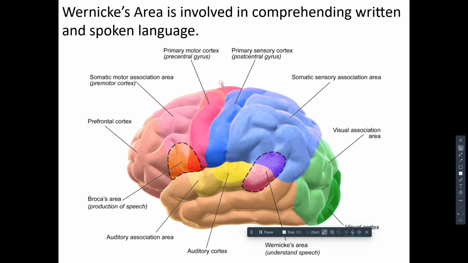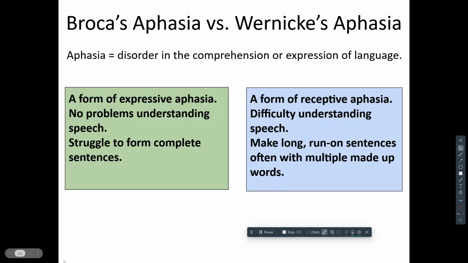All right, now this will probably be our final slide today because we're approaching half an hour here. One final thing I've got to consider is that things can go wrong with both Broca's and Wernicke's area. When things go wrong in these places, that is called an aphasia, which is a disorder in the comprehension or expression of language.